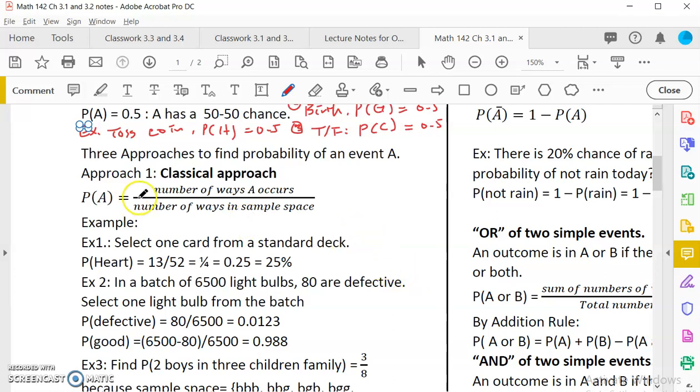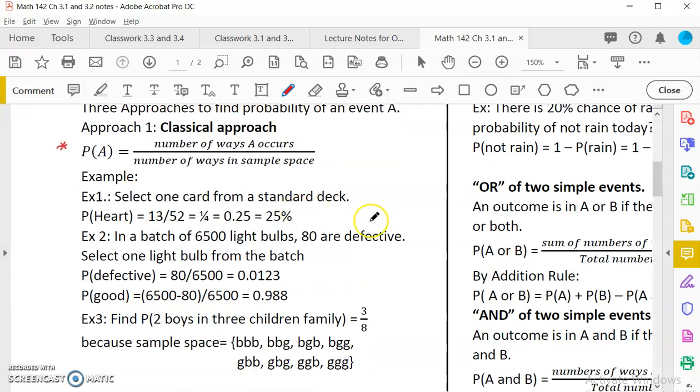So the first is called the classical approach, where you analyze the number of ways in the sample space. You count the number of ways in the sample space, and then out of all the possible outcomes, you count how many times A occurs. This is very important to find the probability of A. You look at what is favorable to A over the total possible. Again, the total possible ways have to be equally likely.